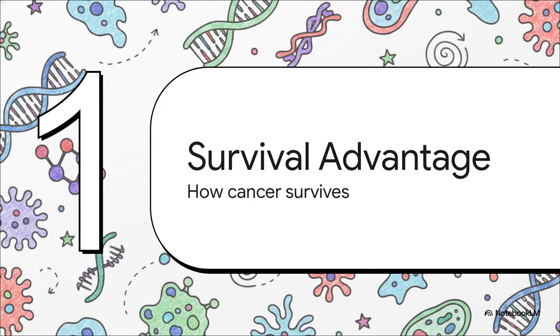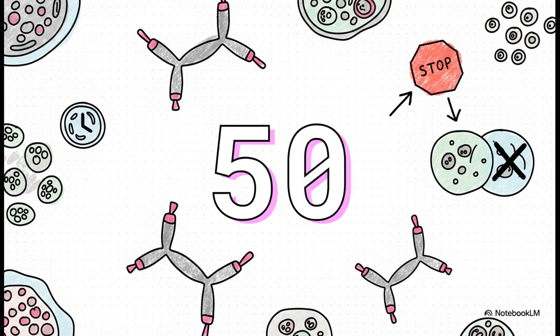Section 4. Gaining the survival advantage. So the genetic operating system has been breached. How do these malignant cells actually manage to outcompete and survive over our healthy cells? Well, it starts with the number 50. 50 is the absolute natural mitotic limit for human cells.